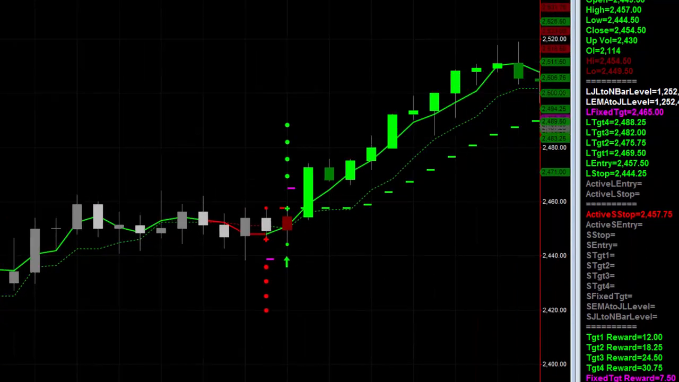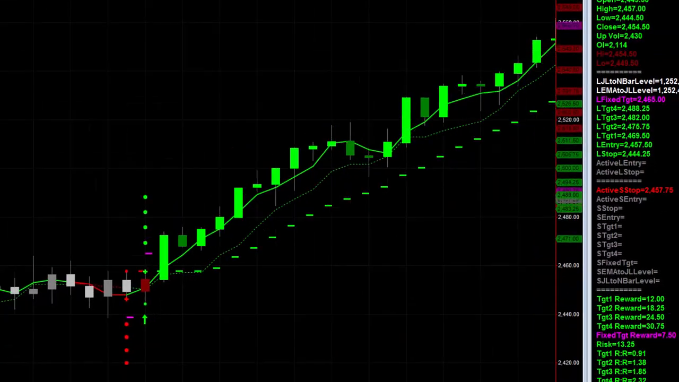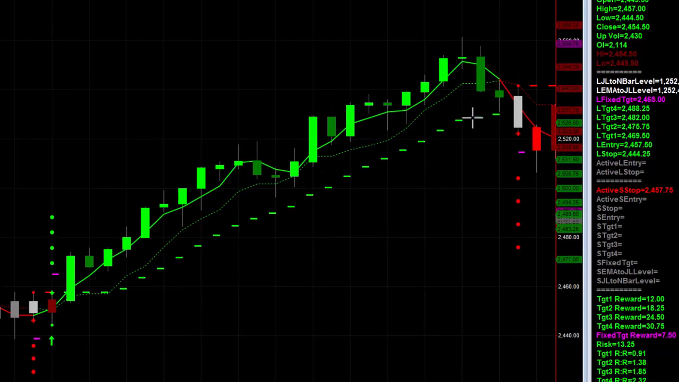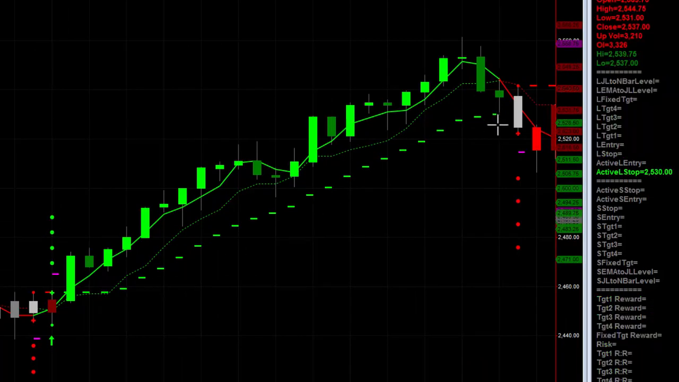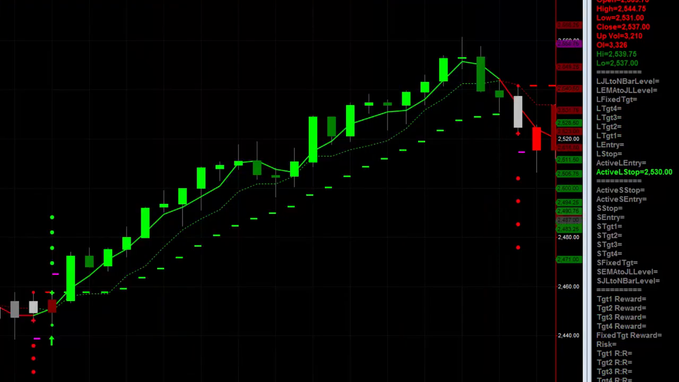This is how you catapult yourself into profits. This is how you put yourself into a position to pick up a Catapult runner. Look at that. Beautiful. So all four positions hit. The runner hit. Not bad. It only gets one little winning session, but you could see what a winning session it was.